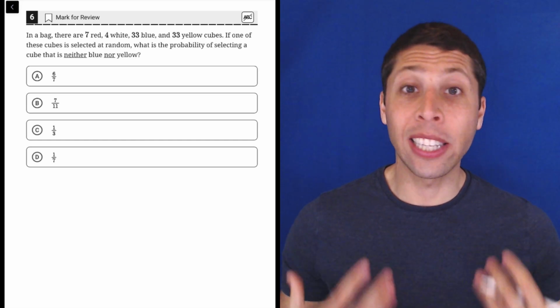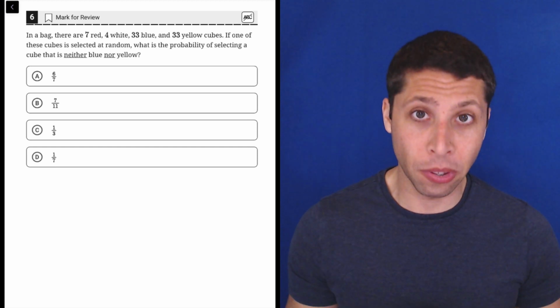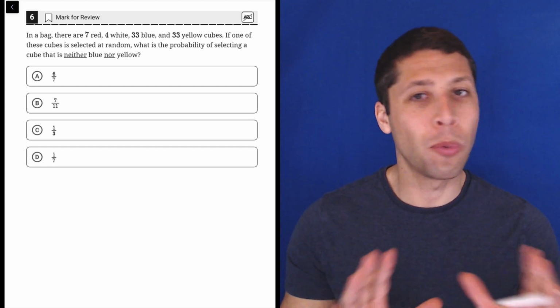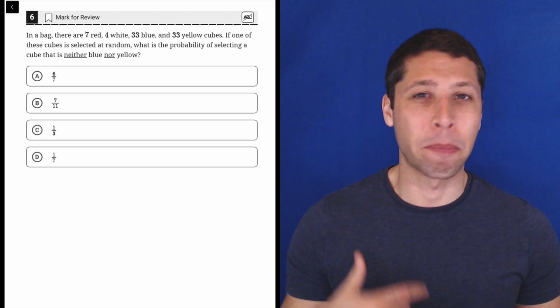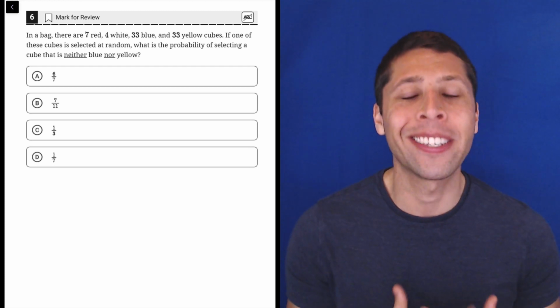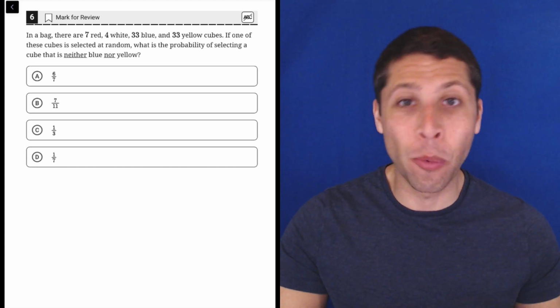Okay, so there is not a lot of probability on the SAT. When it does come up, it's usually this more simple stuff where it's just one or two things going on at once. If you've done probability in school and you've done things like permutations and combinations, that's not as likely to come up on the SAT. So we don't need to worry about that.